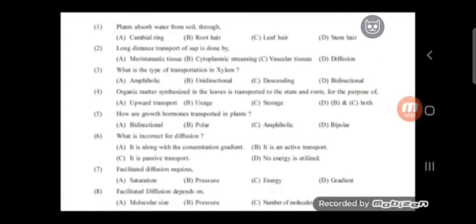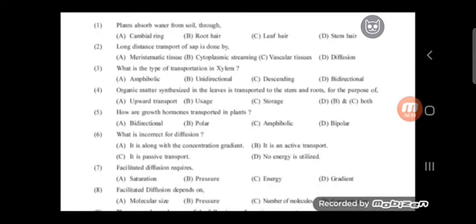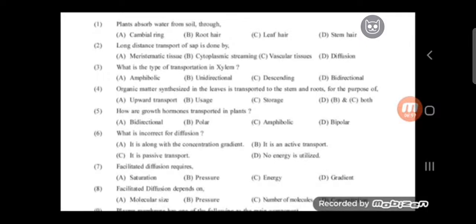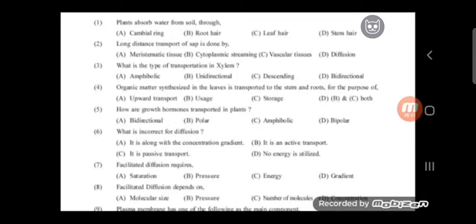Now if we come to the NEET material, the first question asks from where a plant absorbs water from the soil. I'll give you 1 minute. You first try to answer, then I will say the answer.